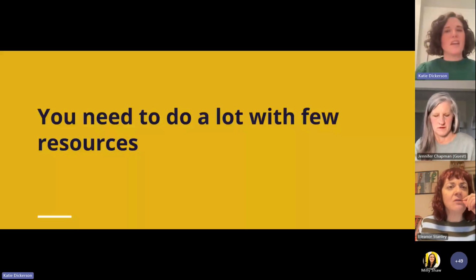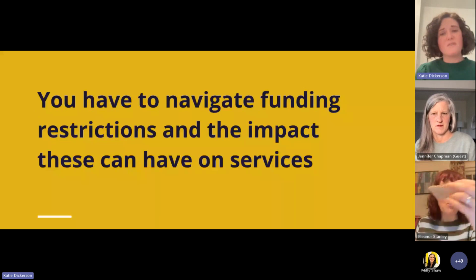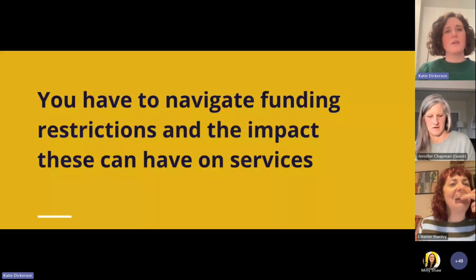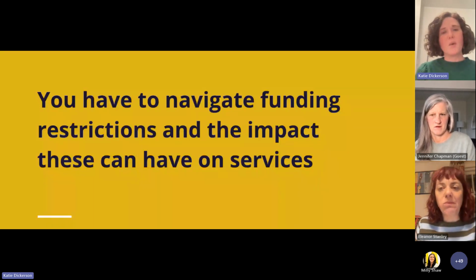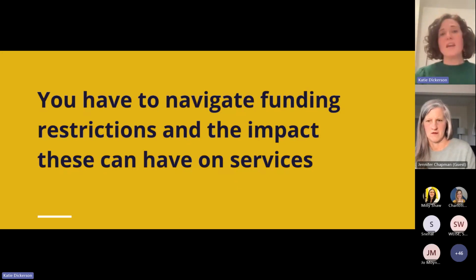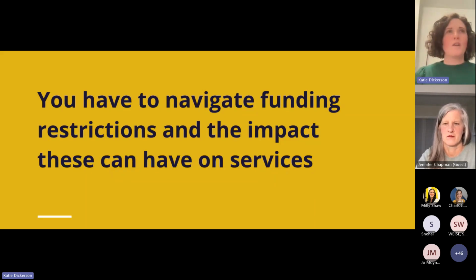You also may have to navigate funding restrictions and the impact these can have on services. So I'll give an example from a project that I worked on where we were working on a service that was UK-wide, but it was funded by different funding bodies in different parts of the country. And those different funding bodies could sometimes put different restrictions or requirements on how the service needed to be delivered in that area. So they might say, in addition to these 3 core services that the service provides, you also have to do this additional thing. Or they might ask for additional bits of data to be gathered for service users.